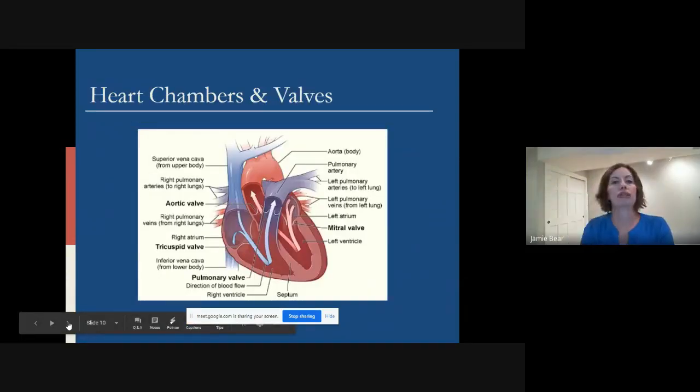So different heart chambers and valves. We know there's two atria, and they are a lower pressure chamber, and they provide an area of holding. Take for example, the right atrium is where the deoxygenated blood comes into the heart. The left atrium is where the oxygenated blood returns to the heart to continue on its way to get pumped to the rest of the body.